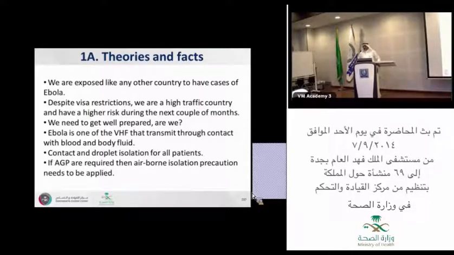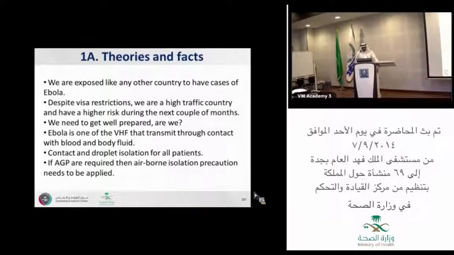that three countries are not allowed to apply for visa this year, which are Sierra Leone, Guinea, and the third one is Liberia. Despite that restriction, we are a very high traffic country, especially during this season, and we have a higher risk during this month and the month after. We need to get well prepared. Are we? We need to ask ourselves this question all the time. Are we really well prepared or not?